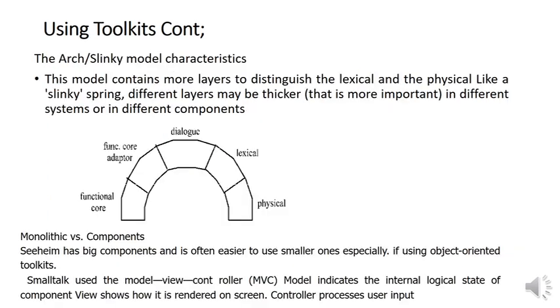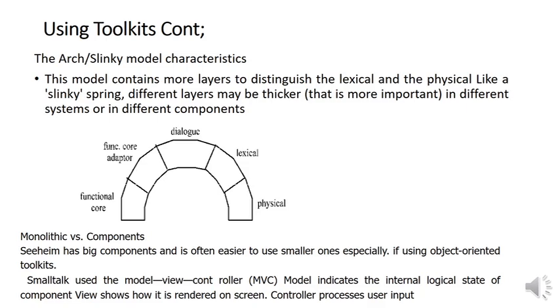The ARCH snake model characteristic. This model contains layers to distinguish the lexical and physical, like a snake spring. Different layers may be thicker, that is more important, in different systems or in different components. So we have functional core, functional adapter, dialogue, lexical, and physical.